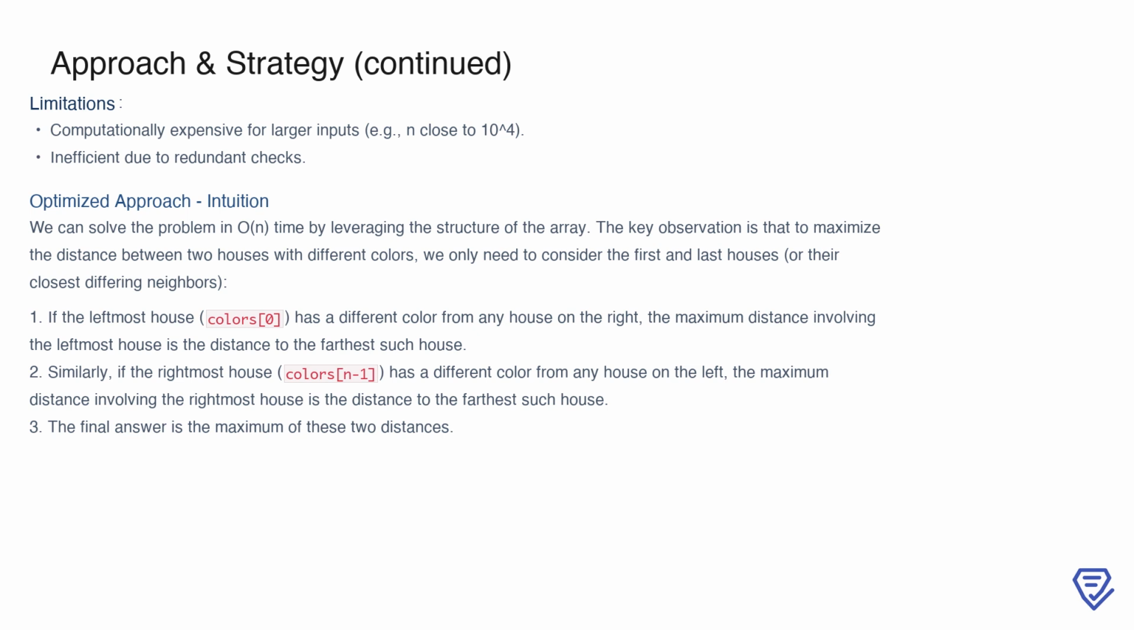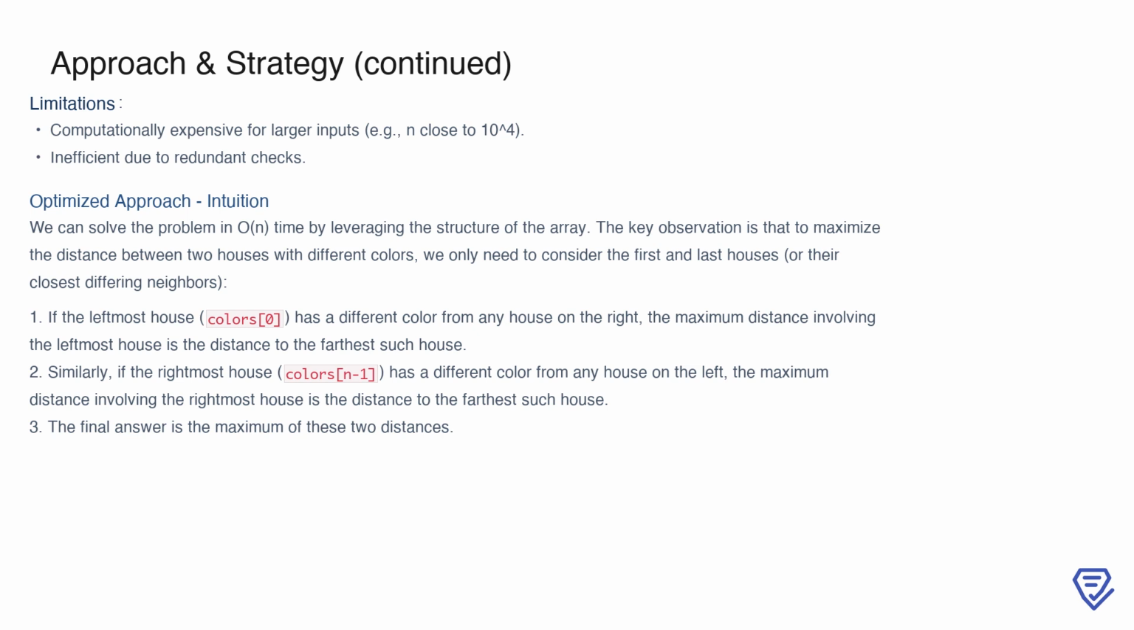To address this, we can turn to an optimized approach that leverages the structure of the array. The key insight is that the maximum distance between two houses with different colors can often be determined by focusing on the endpoints of the array. Specifically, we look at the leftmost house and the rightmost house as potential anchors. If the leftmost house has a different color from any house on its right, the farthest such house determines one possible maximum distance. Similarly, if the rightmost house has a different color from any house on its left, the farthest such house determines another potential maximum distance.